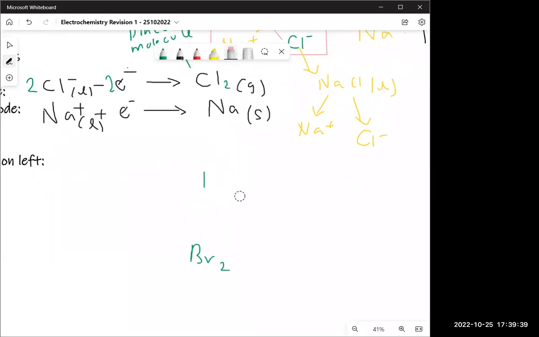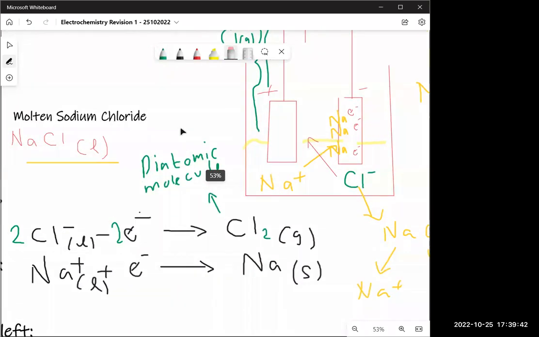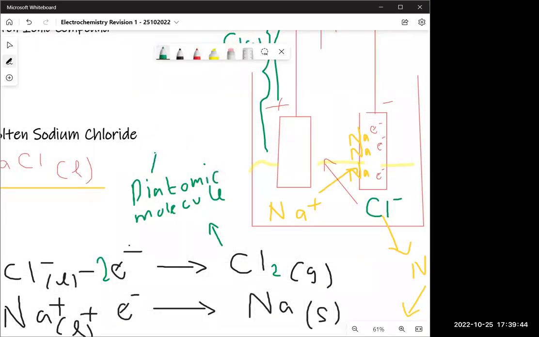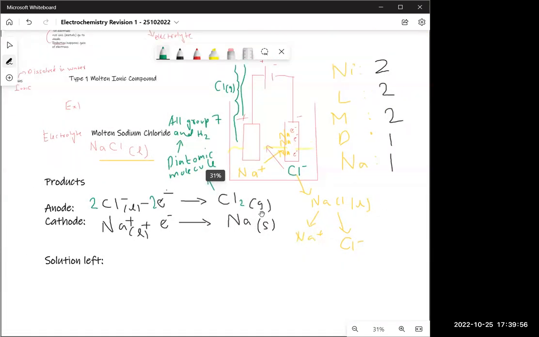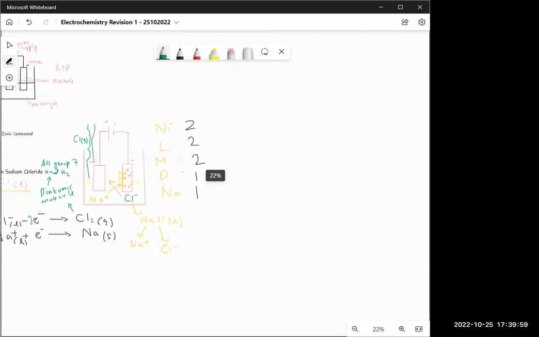So how do I know which atoms? They are so random, right? Well, the diatomic molecules are always all group 7 and hydrogen, H2. Any questions? All group 7 and H2, right? So what are group 7? Let's see. I'll show it to you. Well, you know what group 7 is. Chlorine, bromine, and all of that.